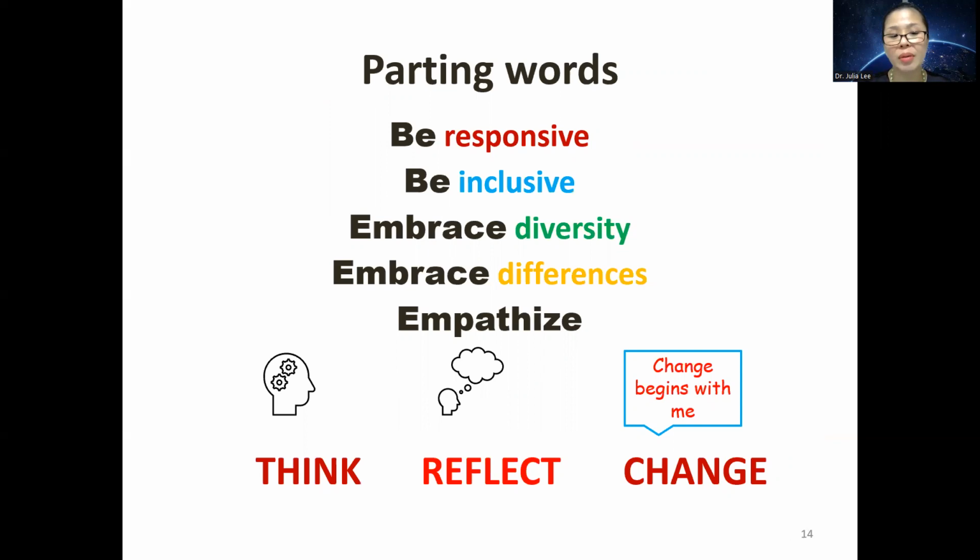To be all this, we need to think and reflect what diversity means, what differences means. What does it mean to empathize? What does it mean to respond? What does it mean when we become inclusive lecturers or university educators? The change begins with me, begins with you, begins with us.